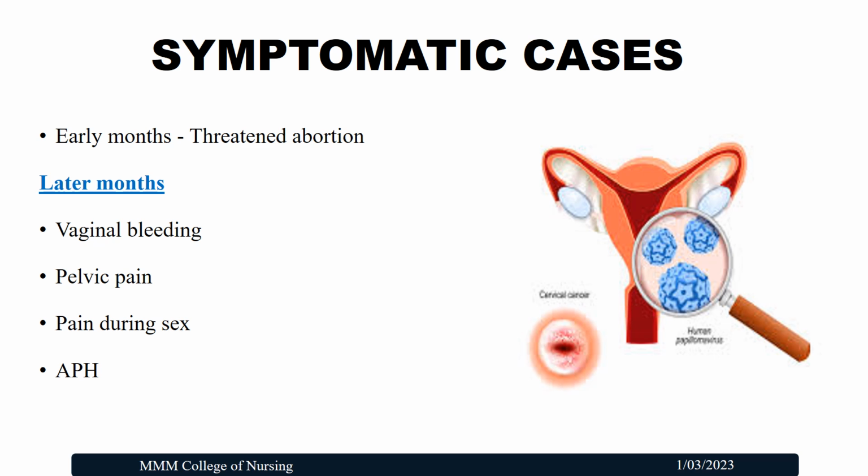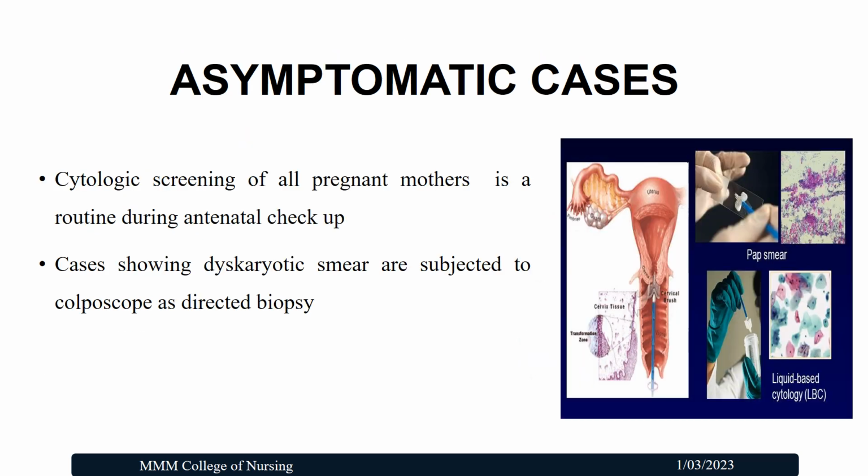Symptomatic cases: in the early months there will be a threatened abortion, and in later months cervical cancer during pregnancy will cause vaginal bleeding, pelvic pain, pain during sex and antepartum hemorrhage. In asymptomatic cases, cytologic screening of all pregnant mothers is a routine during antenatal checkup. Cases showing dyskaryotic smear are subjected to colposcopy-directed biopsy.